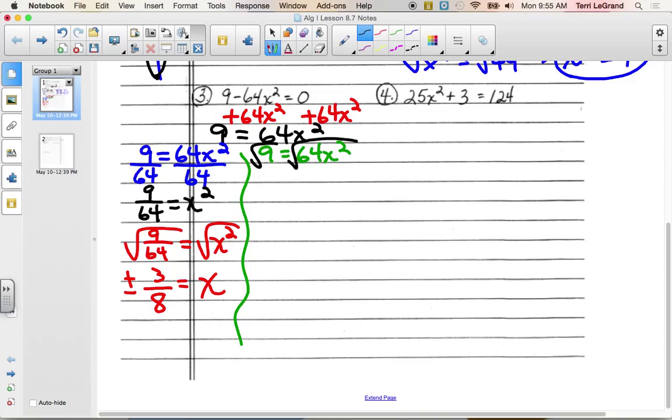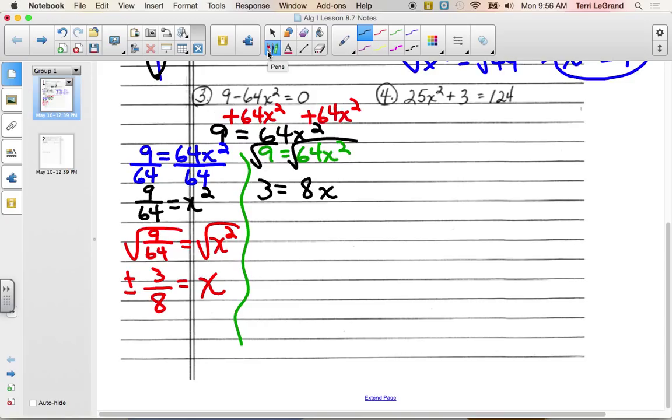What is the square root of 9, did you say? 3. Square root of 64? 8. What did I forget? What's missing? It shouldn't be squared. Oh yeah, thank you. That's one good catch. Good thing to catch that. It should just be 8x, not 8x squared. That was a mistake I made.